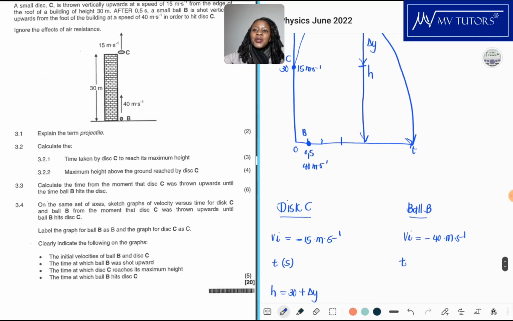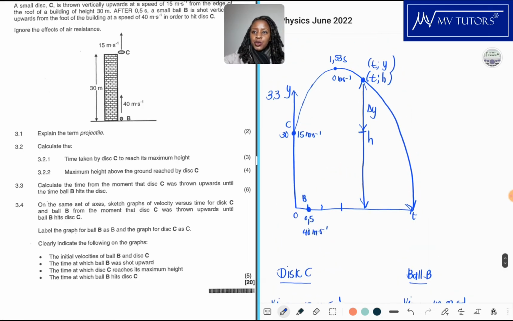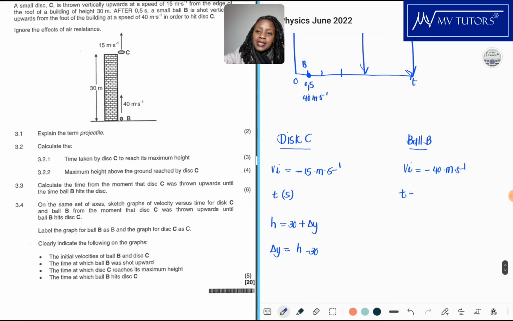I know that ball B is lagging by 0,5 seconds because when disk C is about to be thrown up, ball B was still relaxing. Only after 0,5 seconds did ball B start its motion. So if disk C is at 1 second, we know that ball B is at 0,5 seconds. So there's that lag of 0,5 seconds, and we need to take account of that and subtract 0,5 from t.